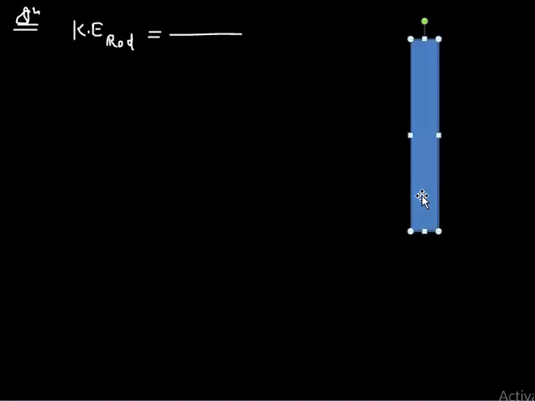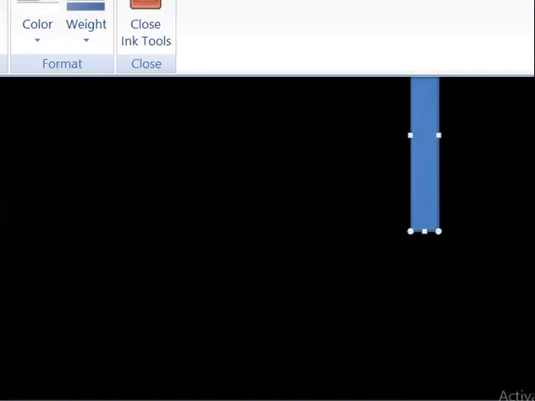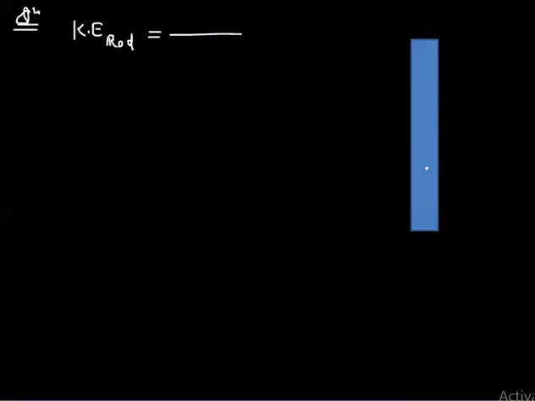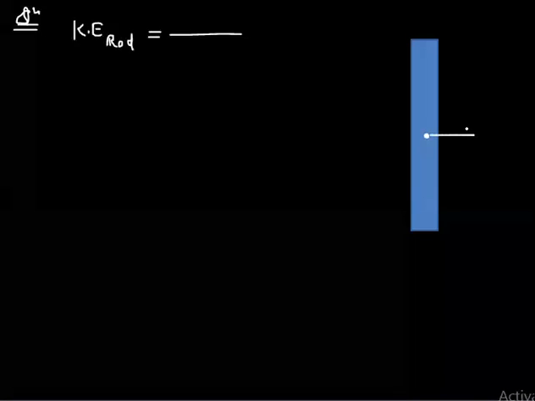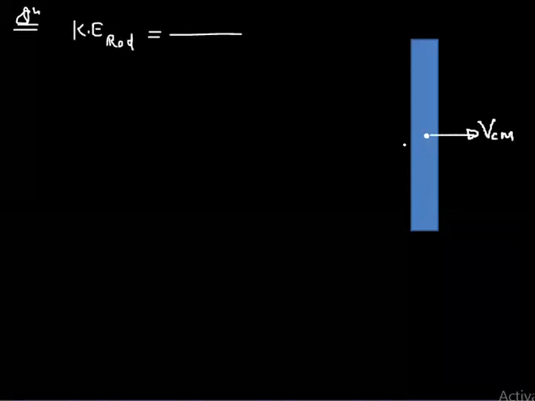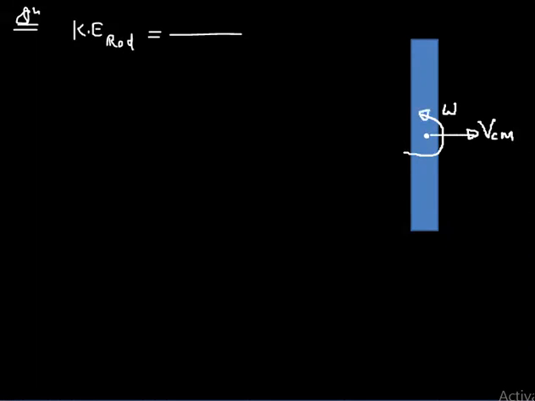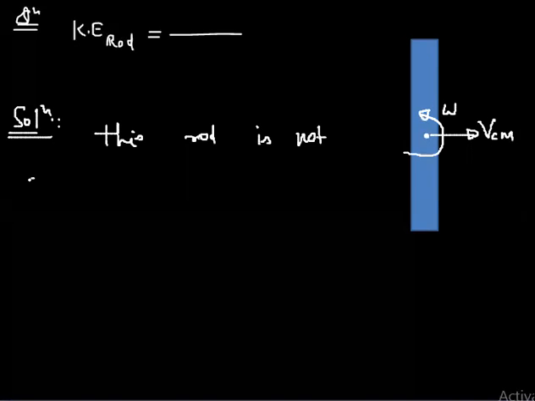This is a rod which has its acceleration, its velocity of center of mass VCM, and it has omega. So how will you write the kinetic energy? Definitely this rod is not clamped. Clamped means it is fixed.